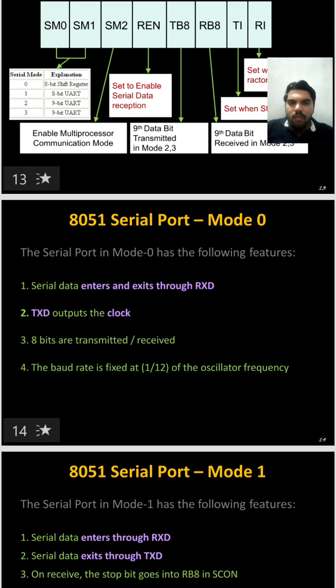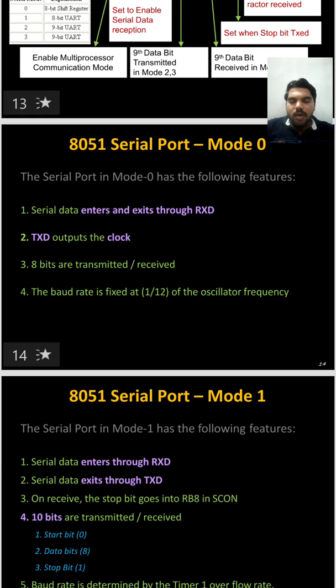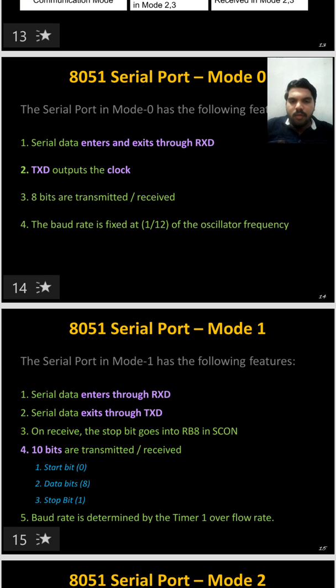So we have to see the major part, 8051 serial port mode 0. Serial data enters and exits through the receiver pin and the transmitter acts as a clock, and 8 bits are transmitted and received. The baud rate is fixed, generally 9600, a fixed rate serial communication port. The same thing is followed in mode 1.